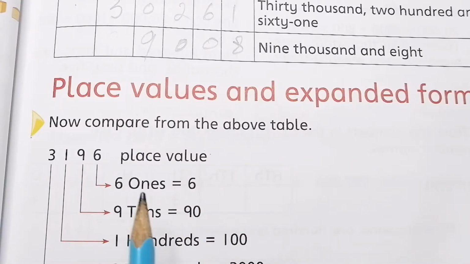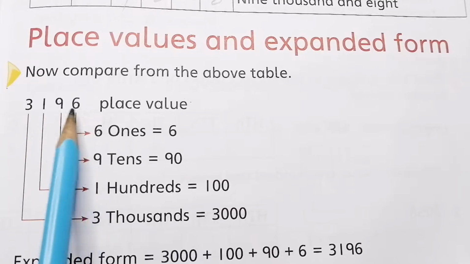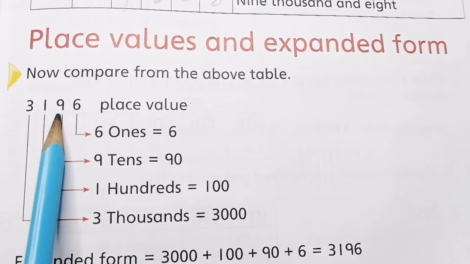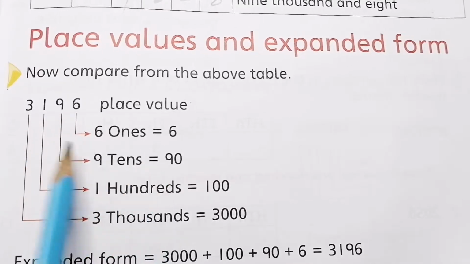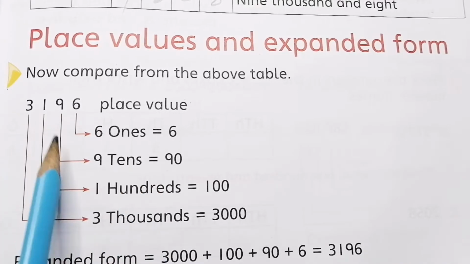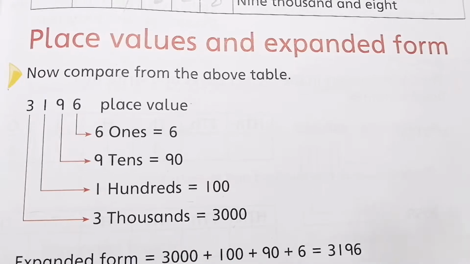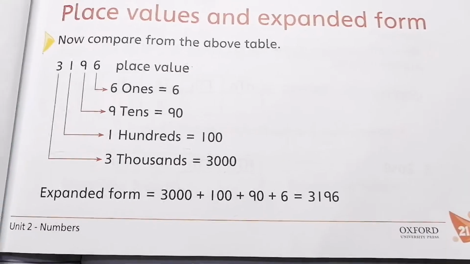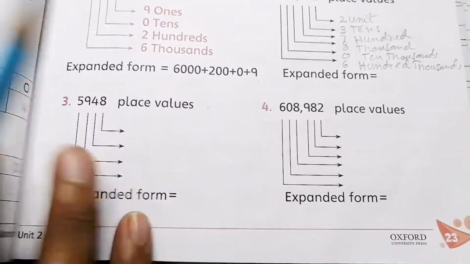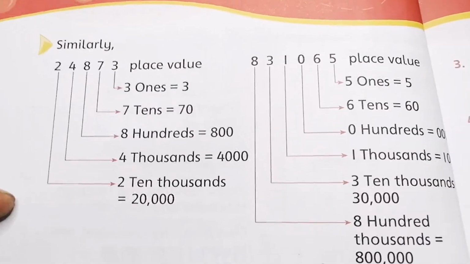So this is something, numbers have been written in expanded form. So 3196. So 6 is at ones place, 9 is at tens place, 1 is at hundreds place, and 3 is at thousands place. So similarly you have to expand it and write it like this in expanded form, right? So there are also some more examples given that are written in expanded form, so you can practice this yourself.